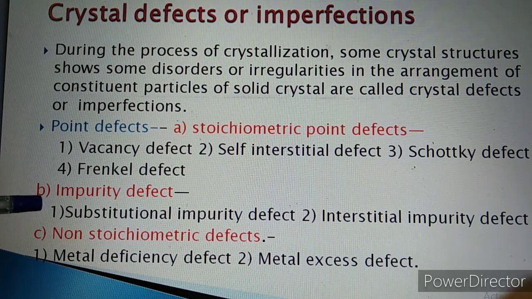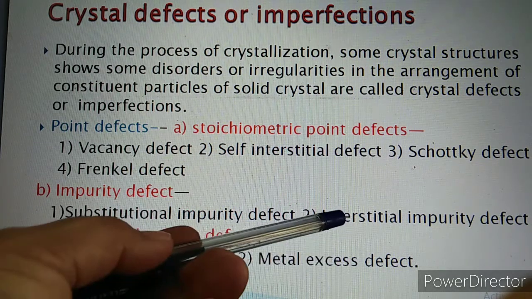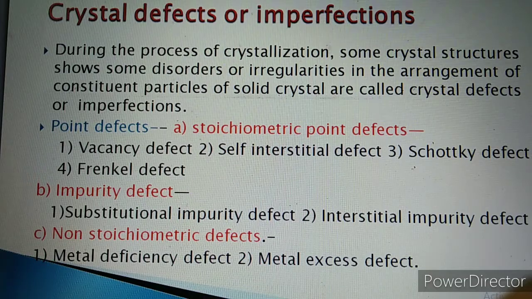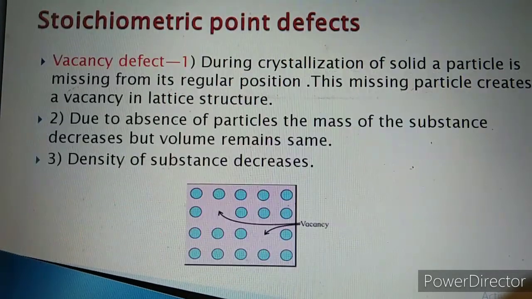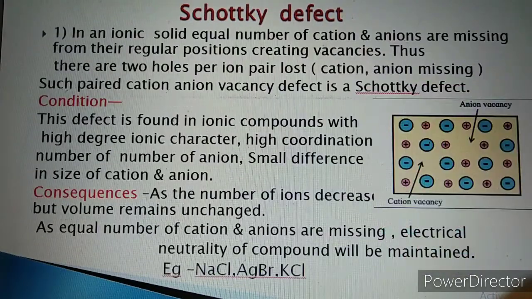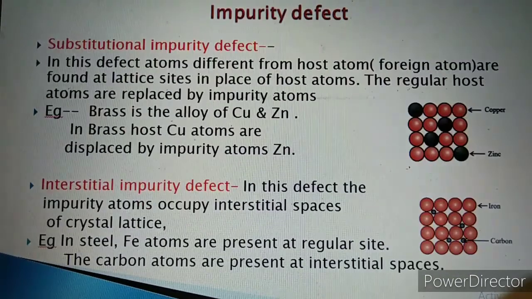Now we will start with the B part, that is impurity defect. There are 2 impurity defects, substitutional impurity defect and interstitial impurity defect. Now we will start with the second defect, that is impurity defect. Here we already discussed this part, Schottky, Frenkel. Now impurity. So what is impurity defect?